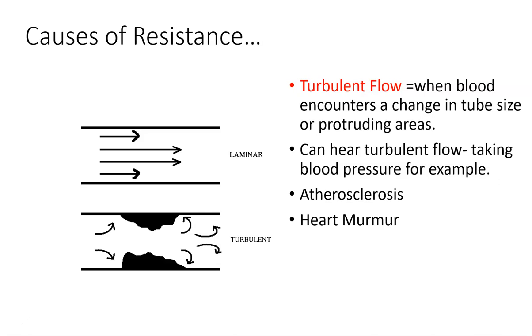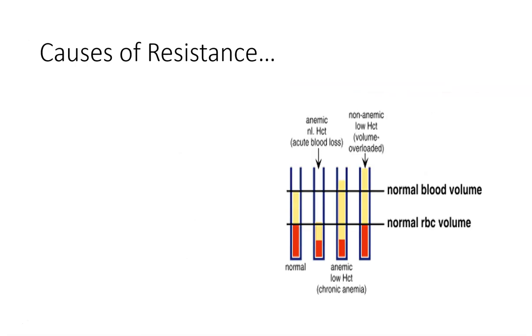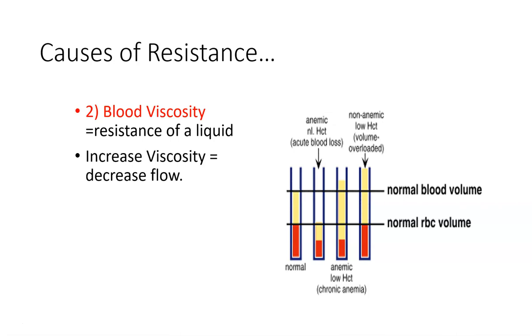All right, second cause of resistance is blood viscosity, or the thickness of the blood. The thicker the blood, the more resistance there is. So when you increase viscosity, you increase the thickness of the blood, then it's not going to flow as well. Think about that you've got a big pipe, and in that pipe you put water. That water is going to flow pretty smoothly. There's going to be resistance there, but it's going to continue to flow because the water has a low viscosity.